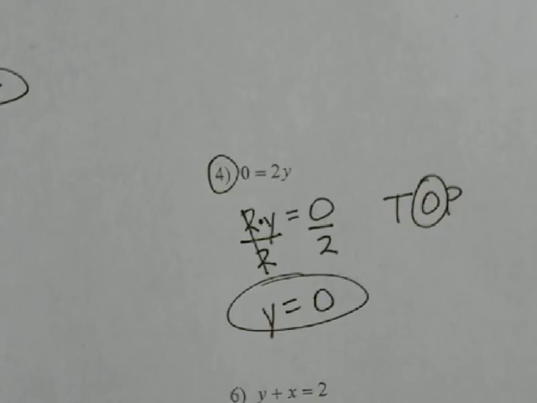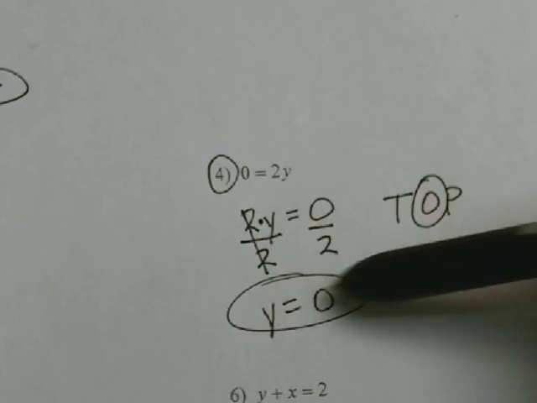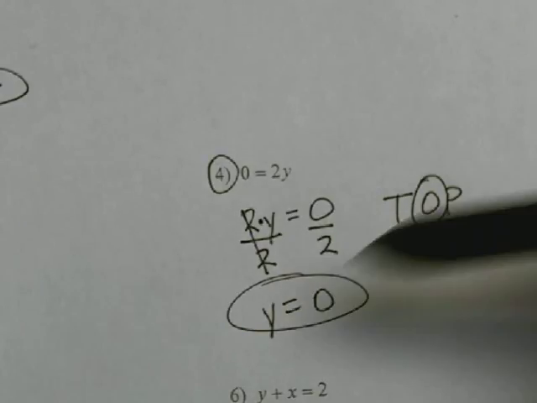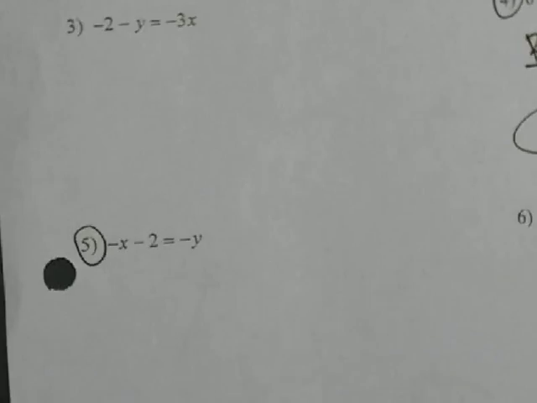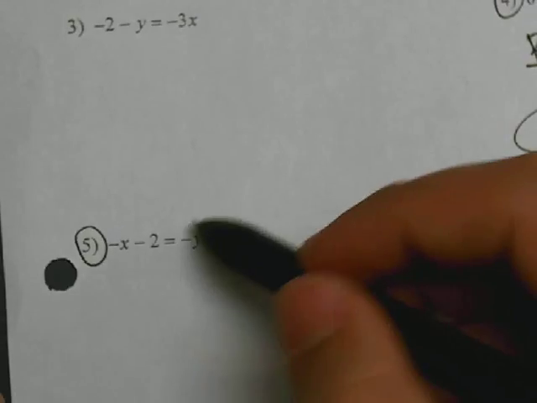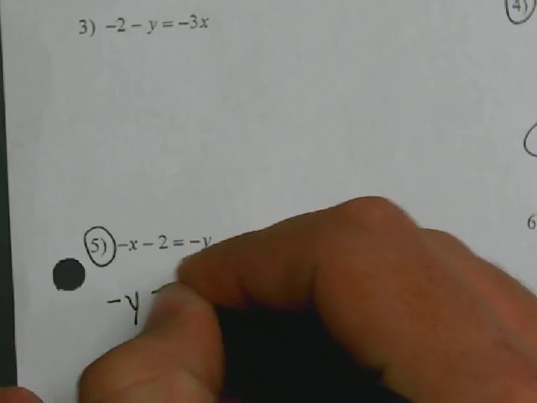Okay, which is in y equals mx plus b, but there is no slope. Though your y-intercept is just simply 0. Look at number 5. Negative x minus 2 equals negative y. So is y on the left side? No, it's not, so you can just switch it. Negative y equals negative x minus 2.